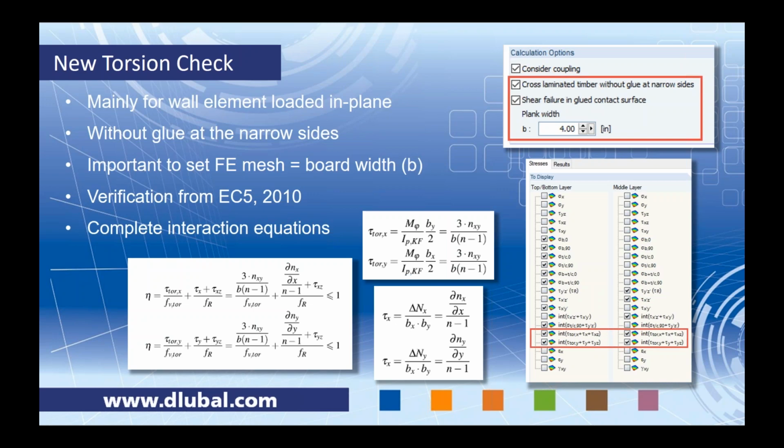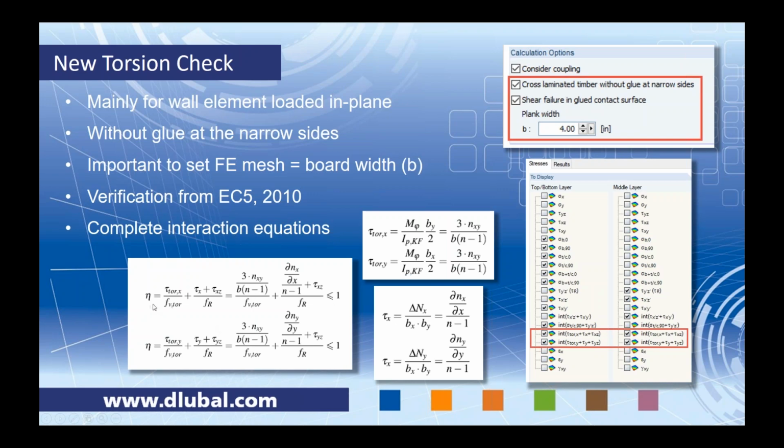So just something to keep in mind. Now, this verification once again comes from the Eurocode EC5 2010 version. The NDS and the CLT handbook don't mention torsion, and they don't go into detail about how to take that into consideration. So we have pulled these complete interaction equations from the EC5, which you can see here.